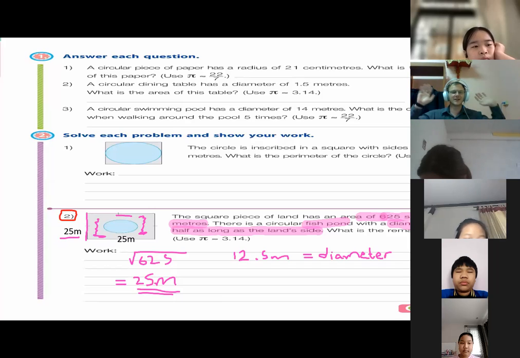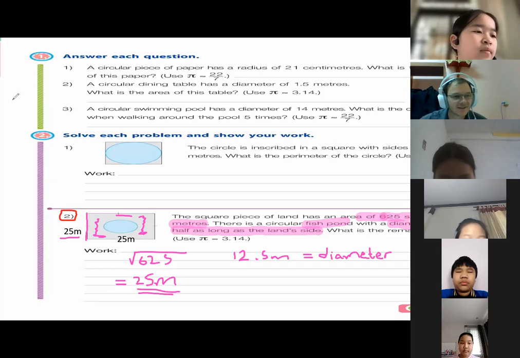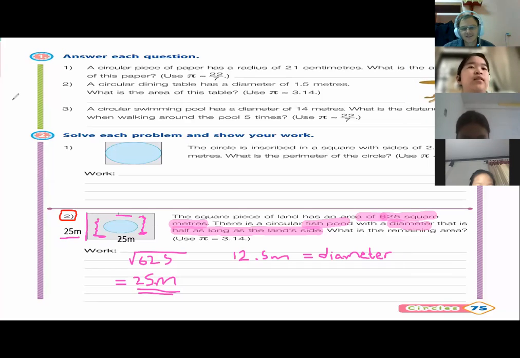Hello, Idea. Can you hear me? Yes. Can you answer my question? Do you know the formula to calculate the area of a circle? Pi r square. Excellent. So what would the value for r be in this question?